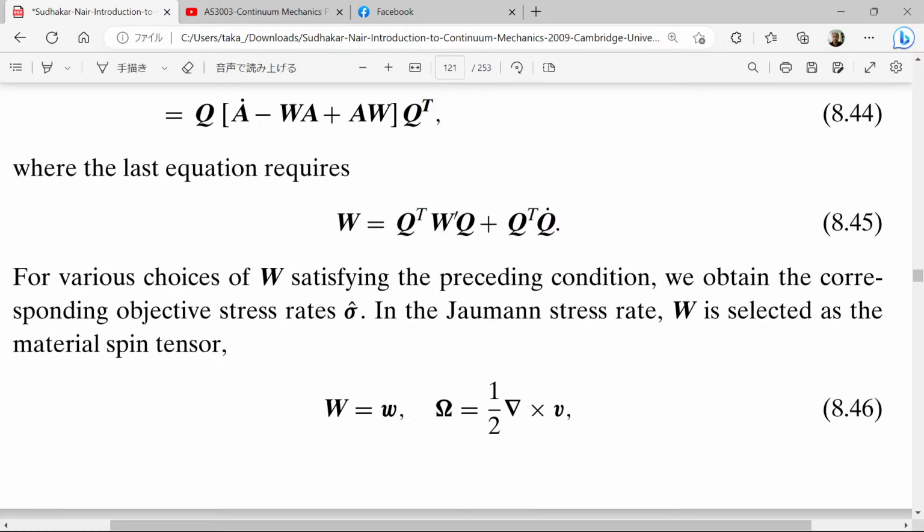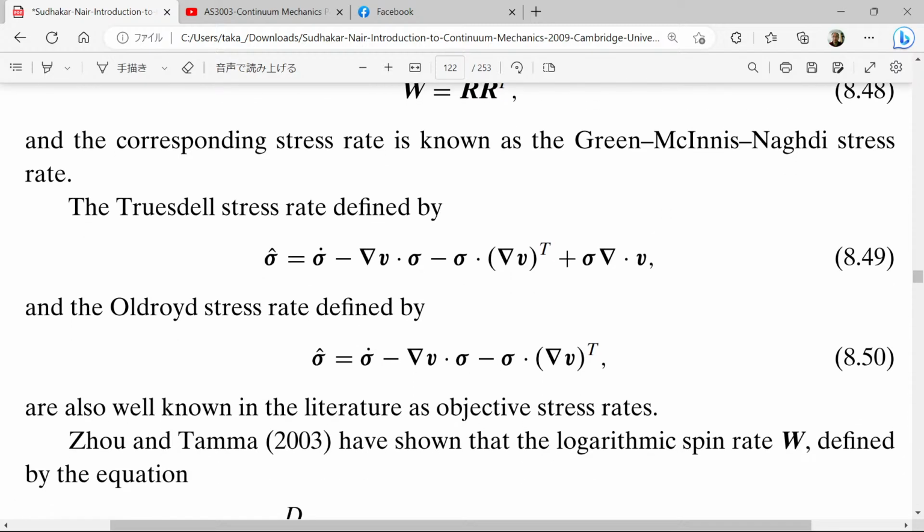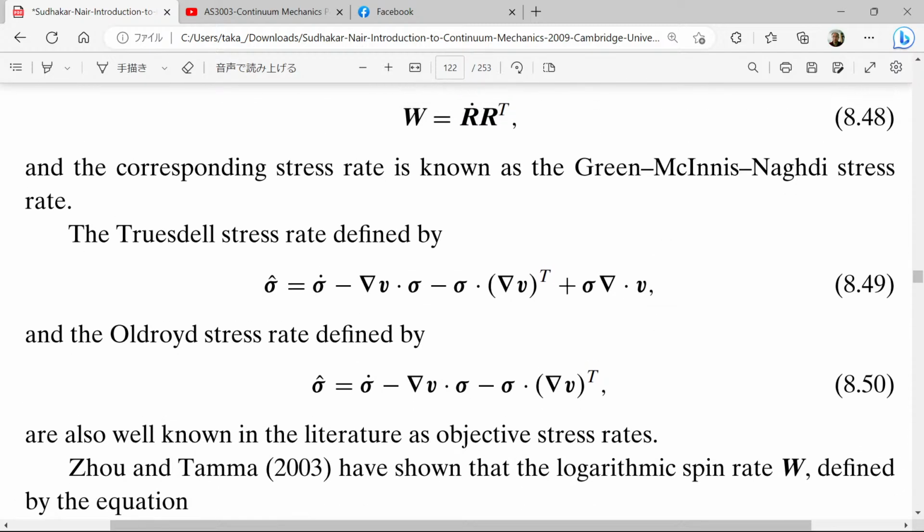For various choices of W satisfying the preceding condition, we obtain the corresponding objective stress rate sigma hat. If we choose the rotation of the frame identical to the rotation R in the polar decomposition F equals V R, we obtain W equal R dot R transpose, and the corresponding stress rate is known as the Green-McInnis-Naghdi stress rate.